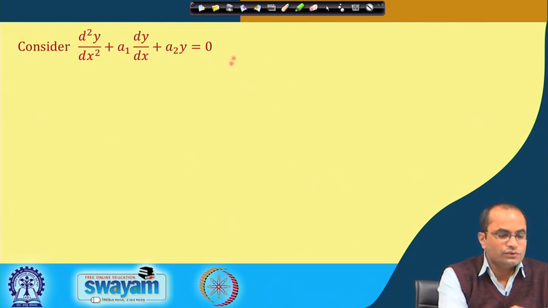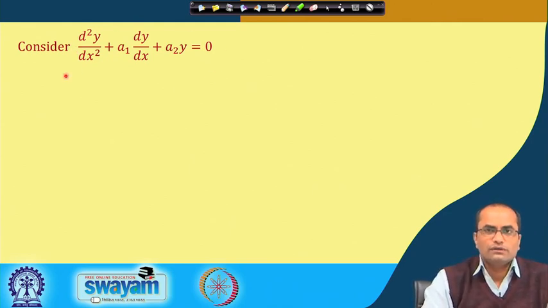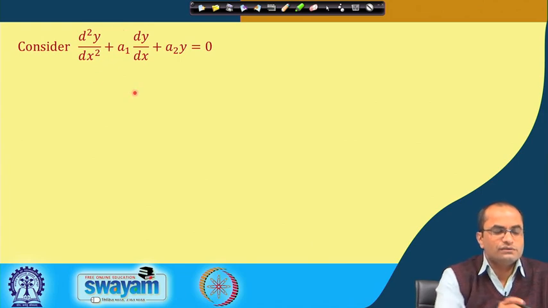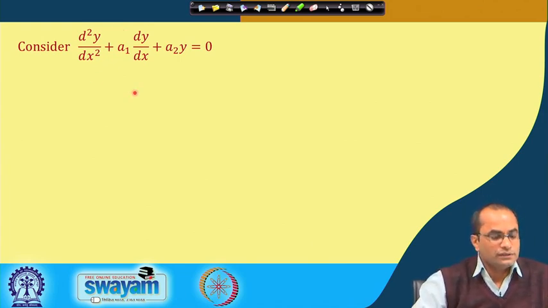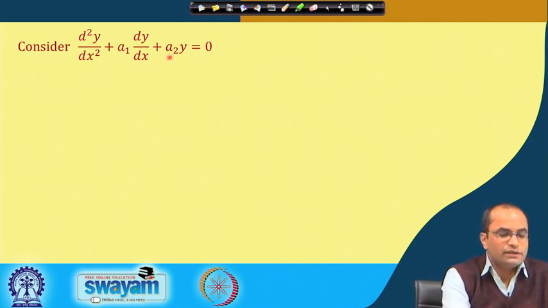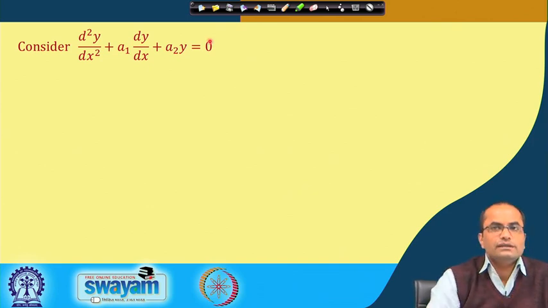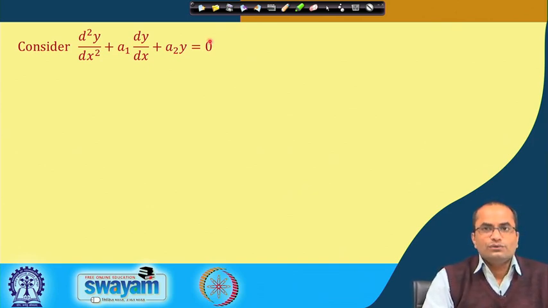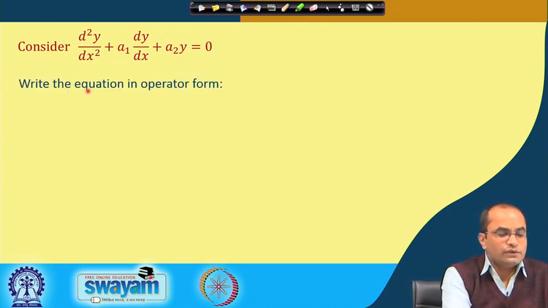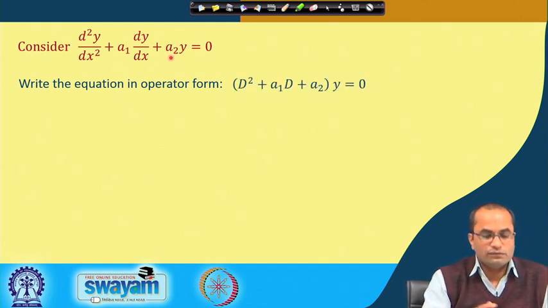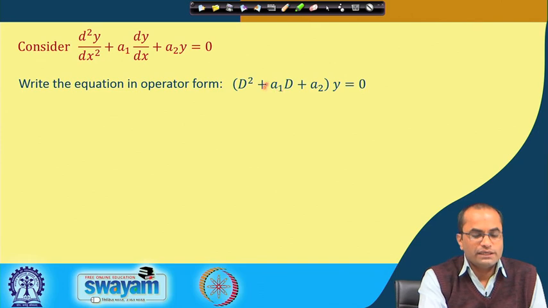get to the solution of this differential equation, and for simplicity we are considering the second order linear homogeneous differential equation with these two coefficients a 1 and a 2, and the right hand side is 0. So, how to get the general solution, how to get the complementary function of this linear equation? First we need to write the equation in operator form. So, here we have D square plus a 1 D plus a 2, operating on y, is equal to 0.